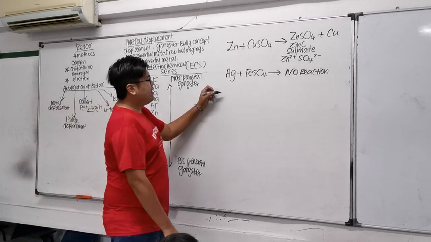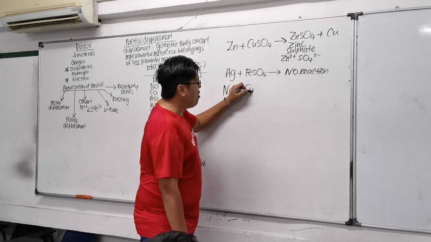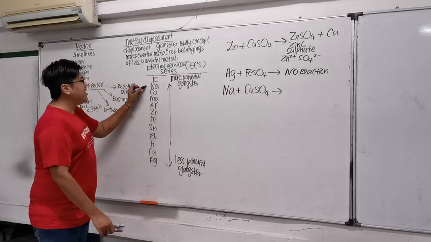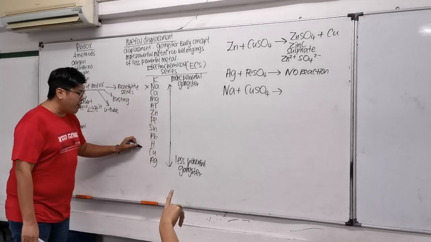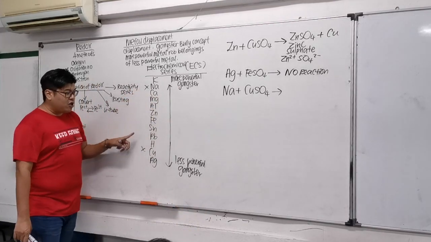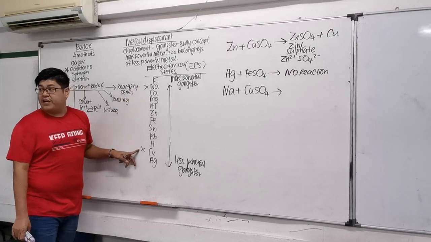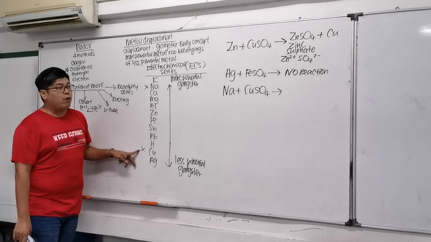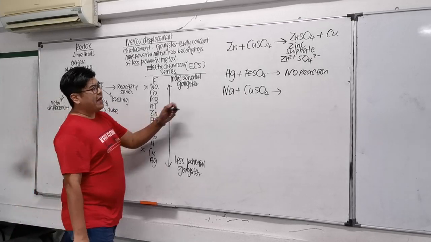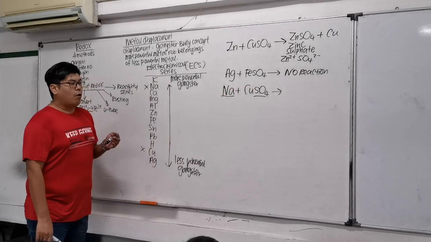What if we have this? We have sodium and then we react it with, let's say, copper sulfate. Let's try this. Sodium is somewhere here, copper is somewhere here. As you can see, sodium is higher than copper in ECS. So sodium is a more powerful gangster, and should be capable of robbing the SO4 from the copper here.